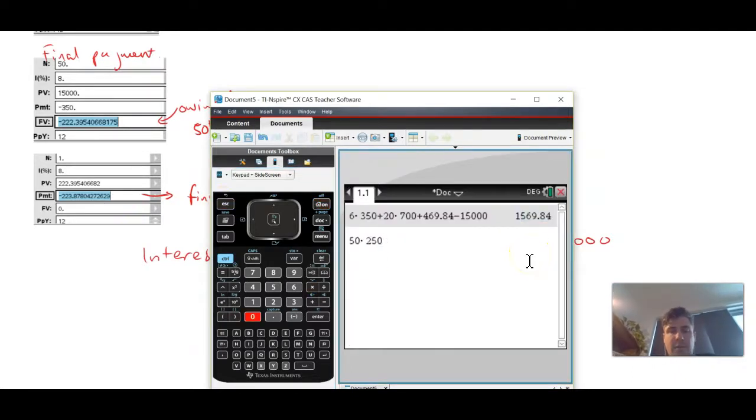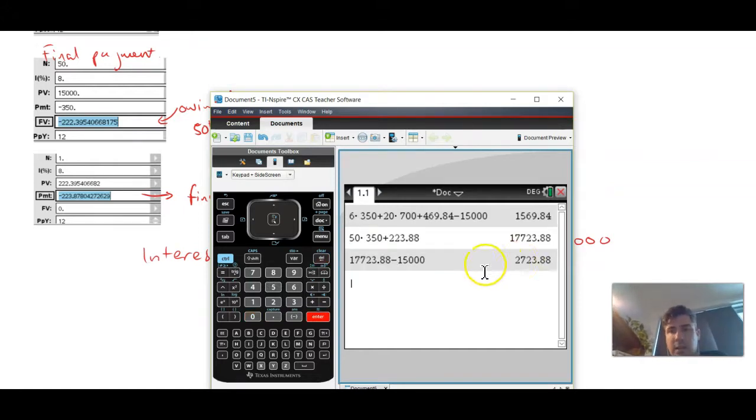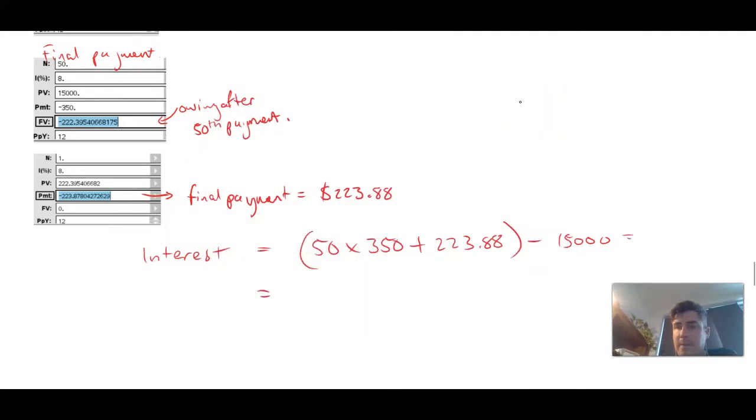50 lots of 350 plus 223.88 minus 15,000 gives us 2723.88. 2723 interest.